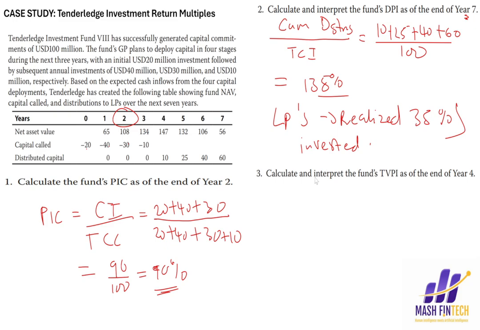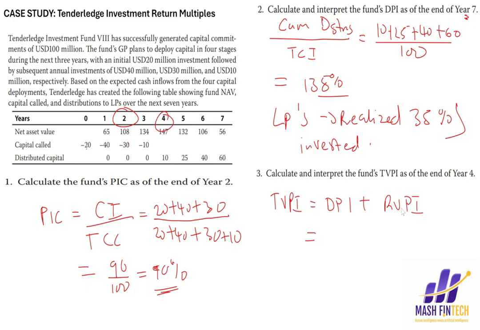Okay, and then the total value to paid in. Remember, the total value to paid in is simply the distributed to paid in plus the residual value to paid in. The residual value to paid in is the unrealized returns, and the distributed to paid in is the realized returns. Then when we sum this up, this is going to be at the end of year 4.